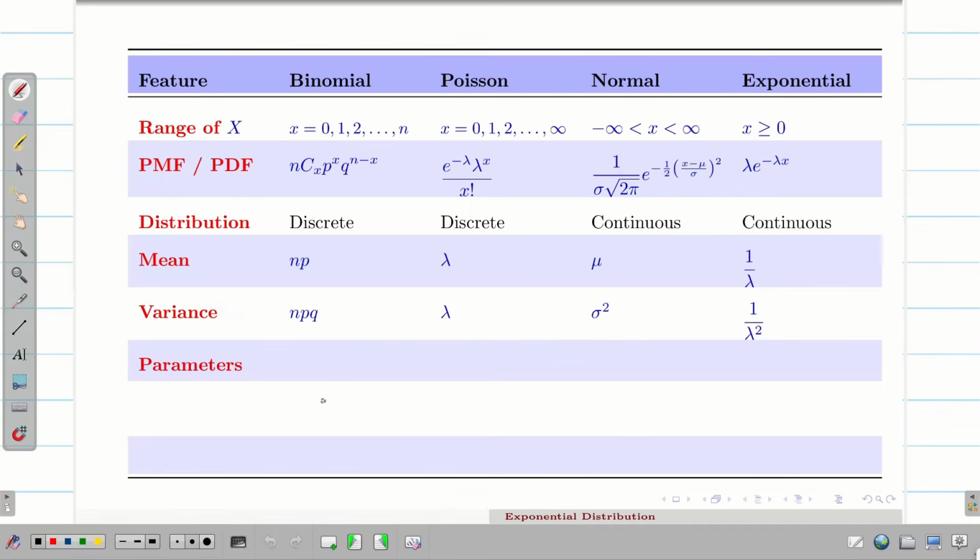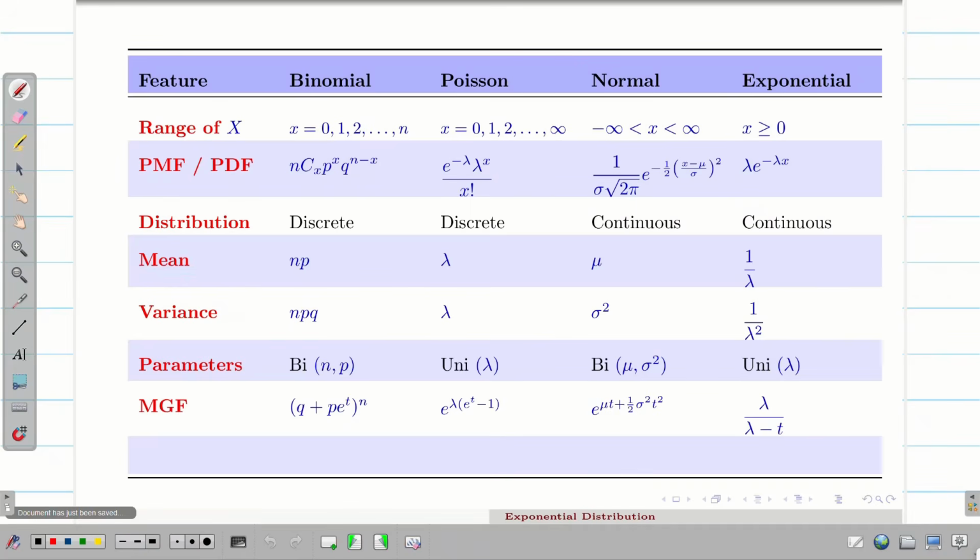Next, binomial distribution depends on n and p, so it is called as biparametric distribution. But Poisson distribution depends only on lambda, so it is uniparametric distribution. Similarly, normal distribution depends on mu and sigma square, so it is also biparametric. In exponential distribution it depends only on lambda, so it is uniparametric. And similarly, we can see the moment generating function that we are going to see in the next video.